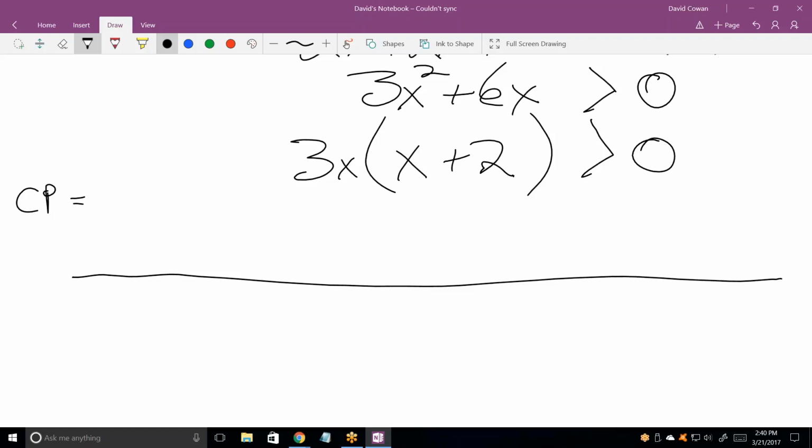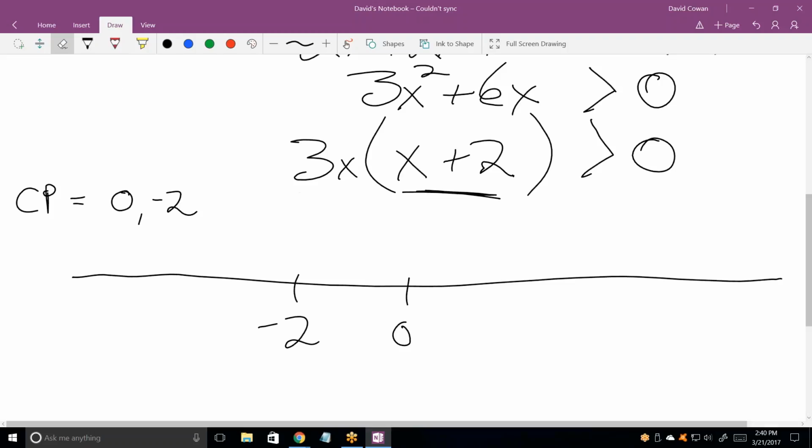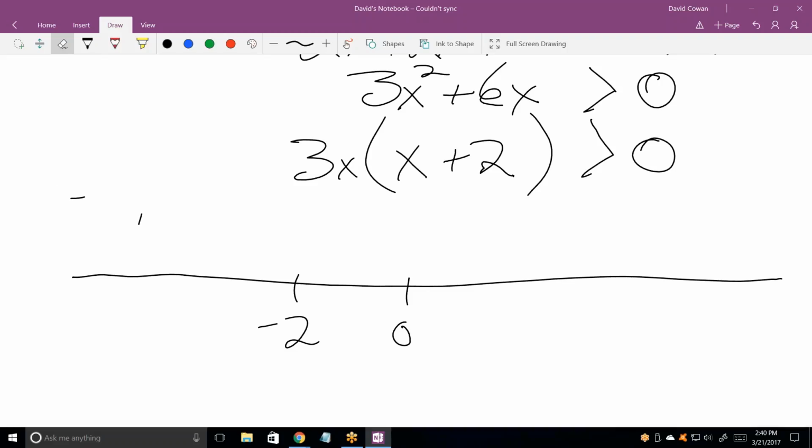-2 and 0. In other words, it's whatever makes that 0 or that 0. Okay, so I'm going to put those on my line chart. And now my goal is to determine where this function is greater than 0 and where it's less than 0. The first thing you do is try a point to the left of -2.